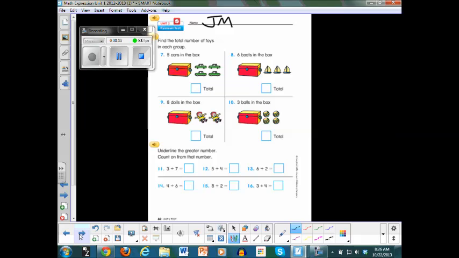On number 7, how many cars are hiding in the box? 5. 5 and 4 is 9. How many boats are hiding in the box? 6. Let's count on. Say 6, 7, 8, 9. Nice. How many dolls are in the box? 8 and 2 are 10. 10. And we have 3 balls hiding in the box. 3, 4, 5, 6, 7.